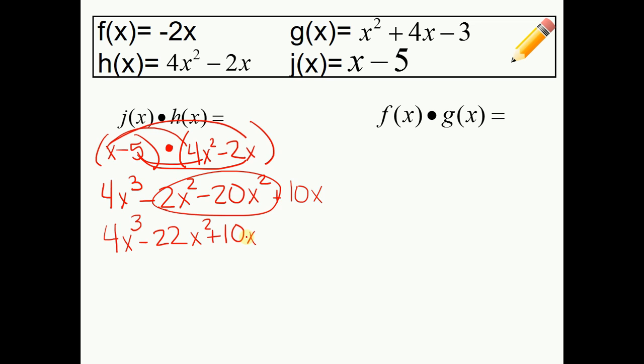Alright, so now we got f of x times g of x. So I got negative 2x times x squared plus 4x minus 3.